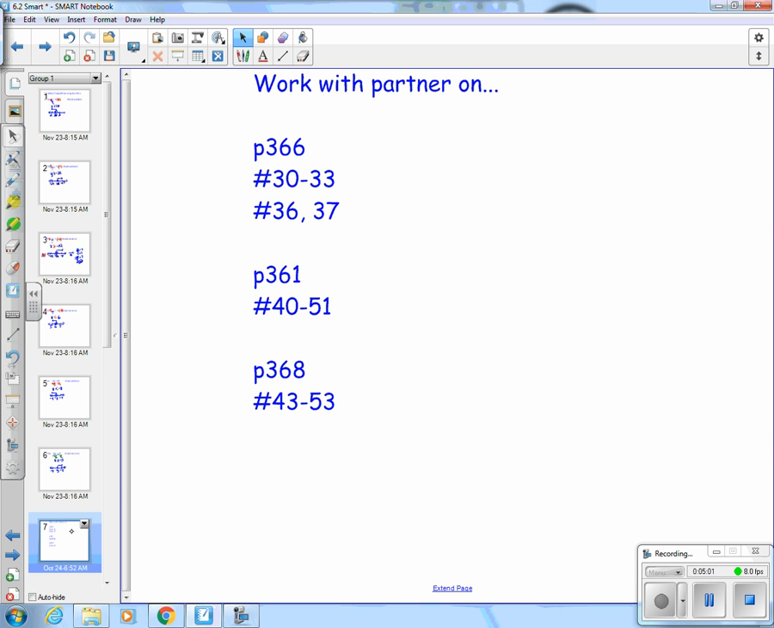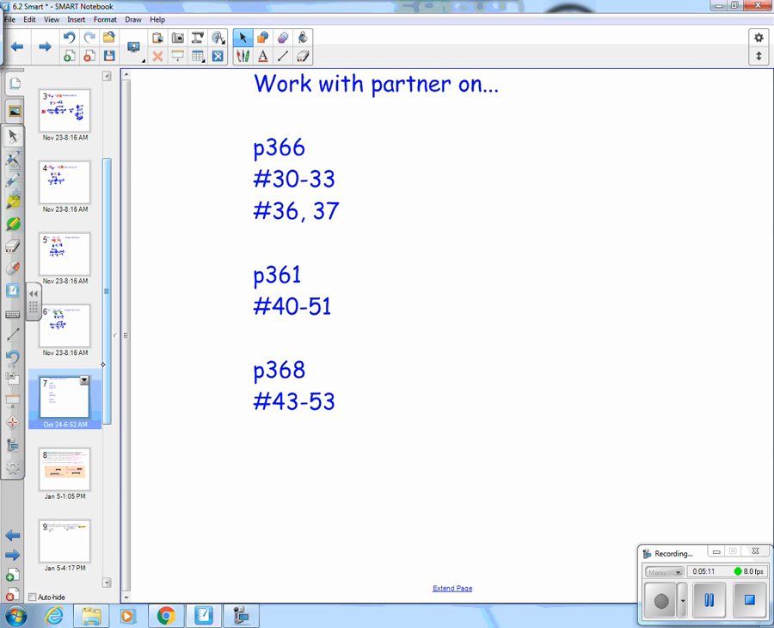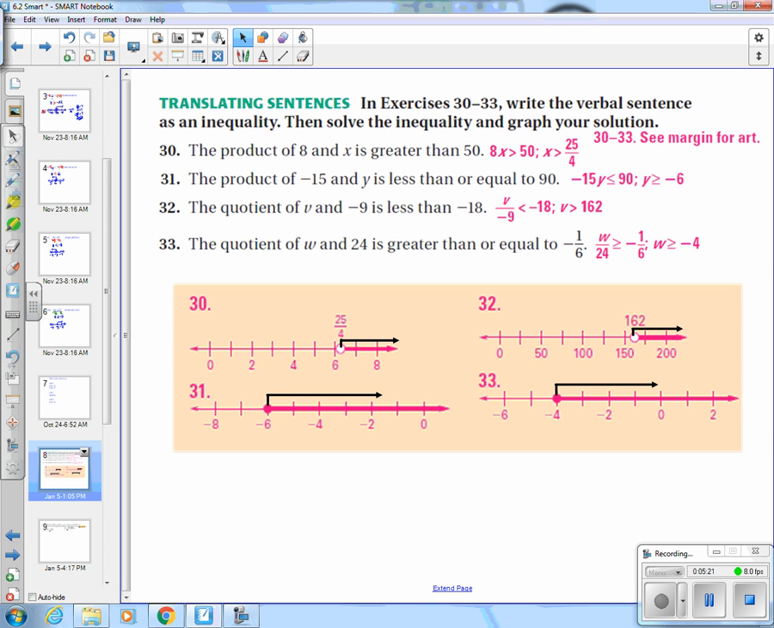There are some problems if you go to the online textbook that you can do, or if you have the textbook at home. These problems would be great to do. I'm going to show you the answers to each of these so that as you're working through them you can check your answers, and if you have a question, you could come in and ask me. So the first set on 366 are here. Answers are there for you. You can stop the video and look at those.